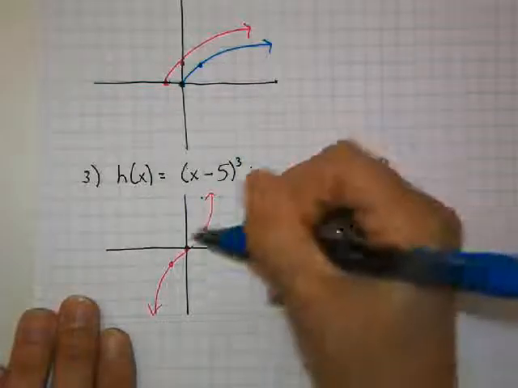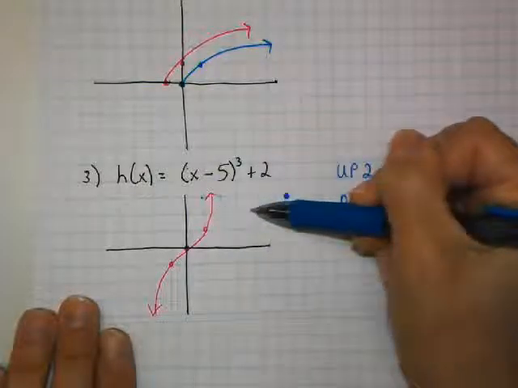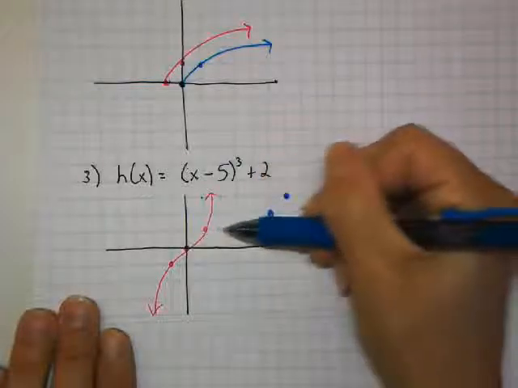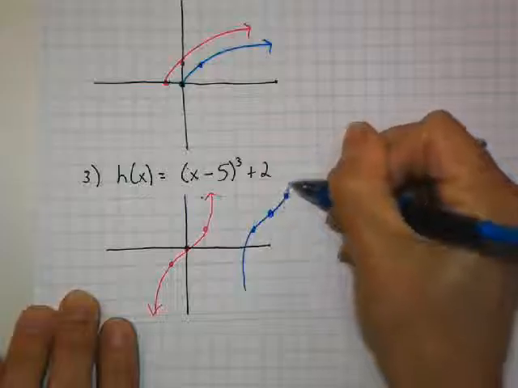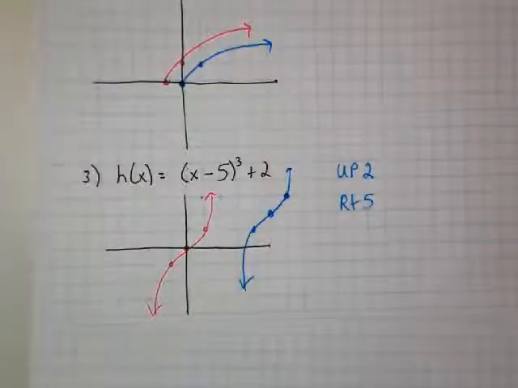Okay, up 2, right 2, 3, 4, 5. Up 2, right 2, 3, 4, 5. And there it is. Okay?